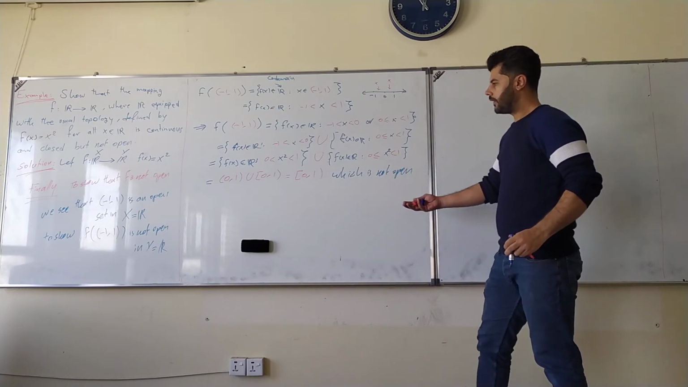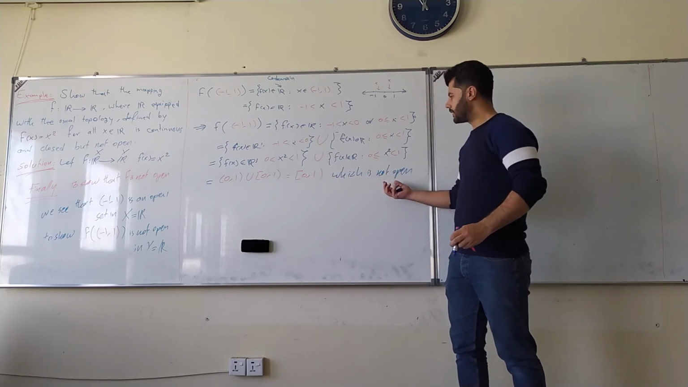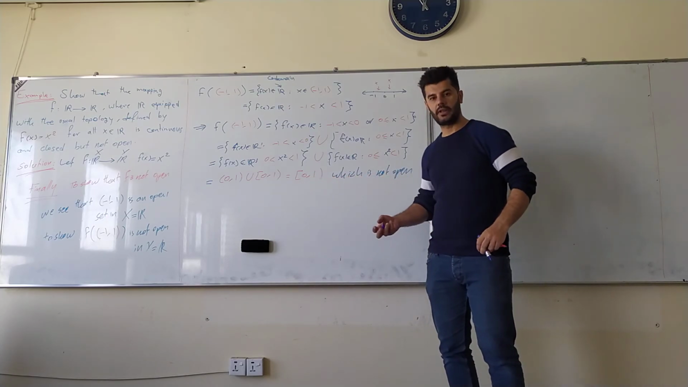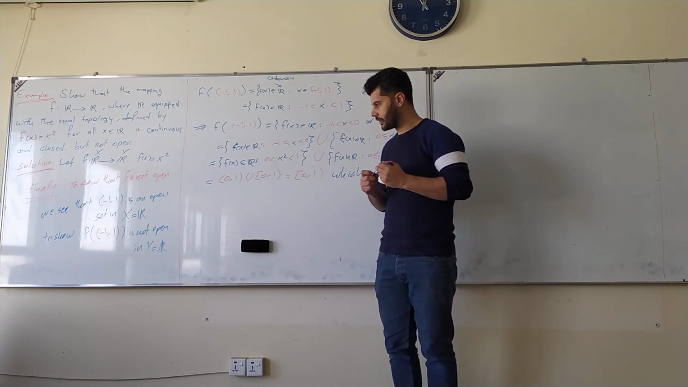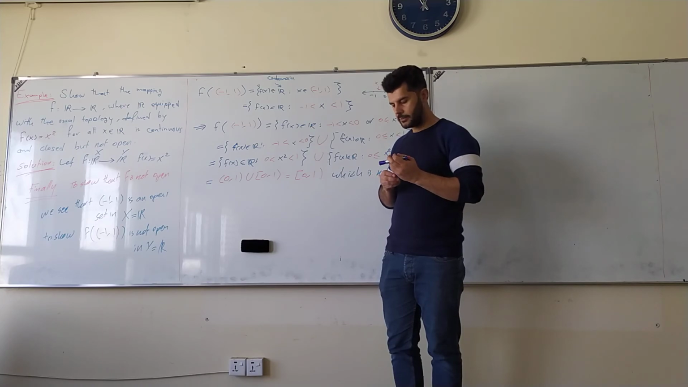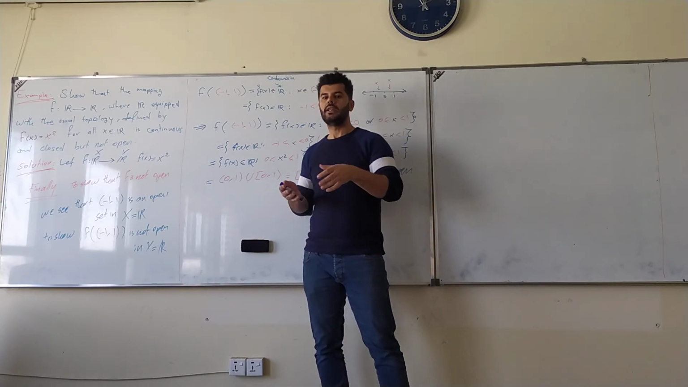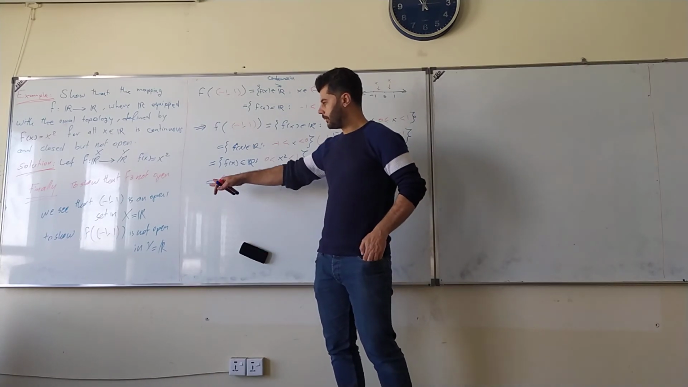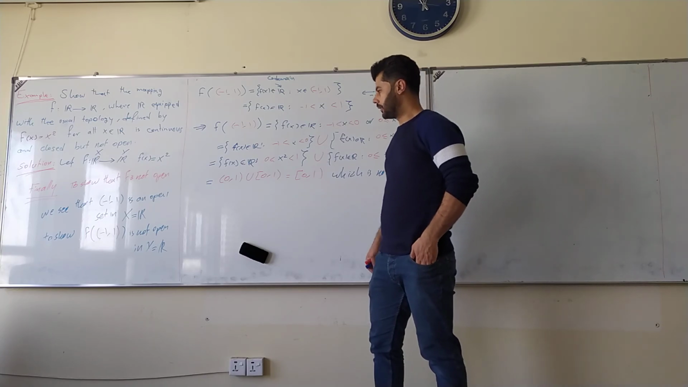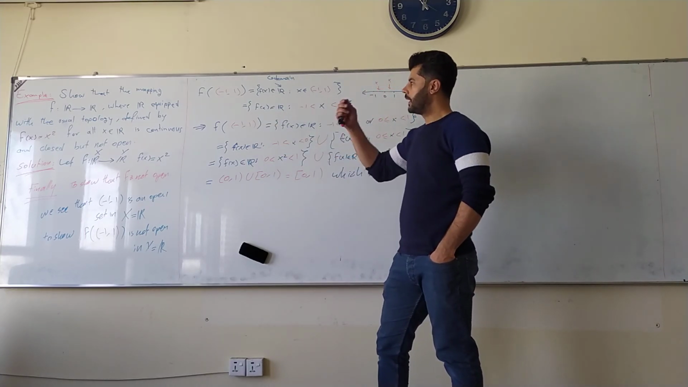So f of -1 to 1, where -1 to 1 is open, is not open. That means f is not an open function, because if f is an open function, then f of all open sets in the domain must be open in the codomain. But for one example, we showed that f is not open. So this is the solution of that example.